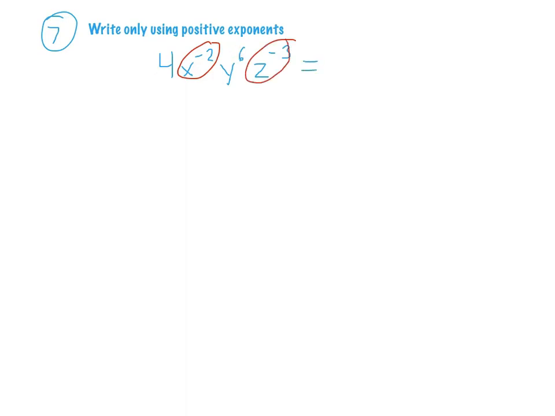So rewriting this, I'd be left with 4, y to the 6th, and then these guys both drop down and drop their negative signs. Say it's a double drop, right? So you now get x to the positive 2 times z to the positive 3.